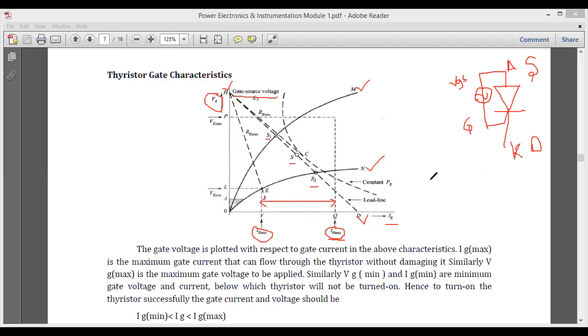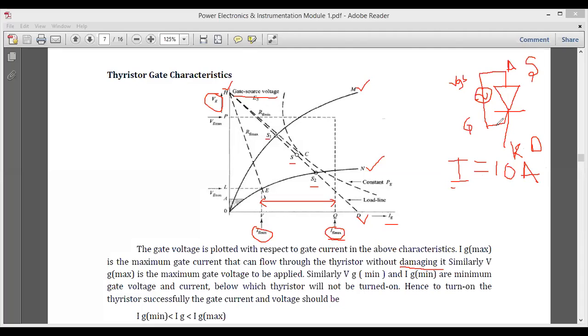So Ig max is nothing but the maximum gate current that can flow through the thyristor without damaging it. That is what is more important. I cannot exceed my gate current. For example, the SCR has a maximum gate current which it can withstand, say around 10 amperes of current. This is just an example. I equal to 10 amperes of current.